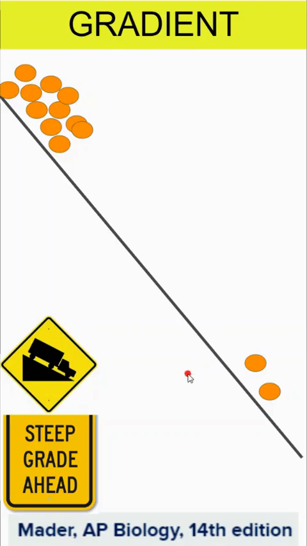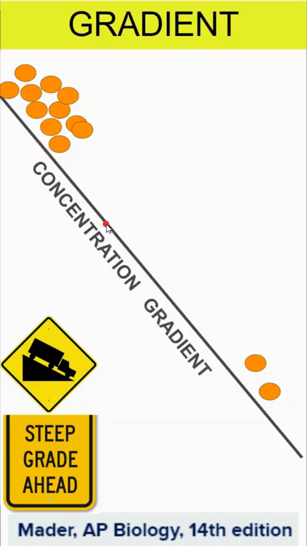When we talk about gradients, a lot of times I like to think about a "steep grade ahead" sign you might see out west. And we have this steep hill. So that gradient, we have a concentration gradient where the high amount is at the top and the low amount is at the bottom.